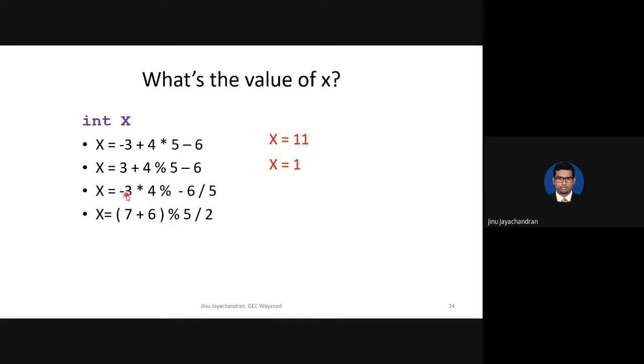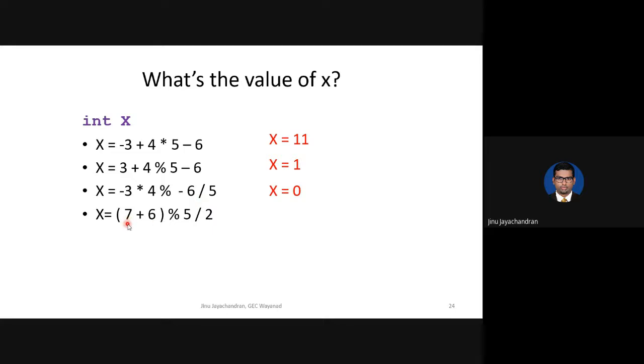Similarly, minus 3 into 4 % minus 6 slash 5. If you look here, star, percentage, and slash all have the same precedence. If you have the same precedence, then it will be evaluated from left to right. That is, minus 3 into 4 will be done first, which will be minus 12. Percentage minus 6 will be done, which is 0. 0 by 5 will be done, which is 0.